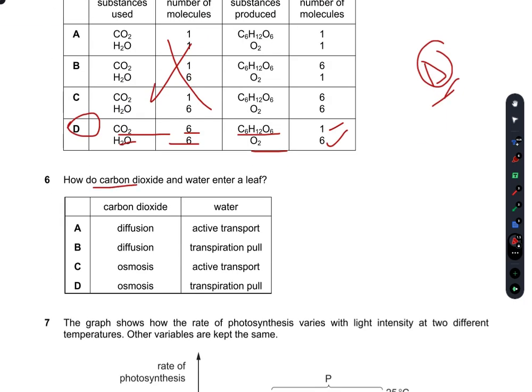How do carbon dioxide and water enter a leaf? For water, transpirational pull is always responsible for its movement from the roots to the stems and the leaves.